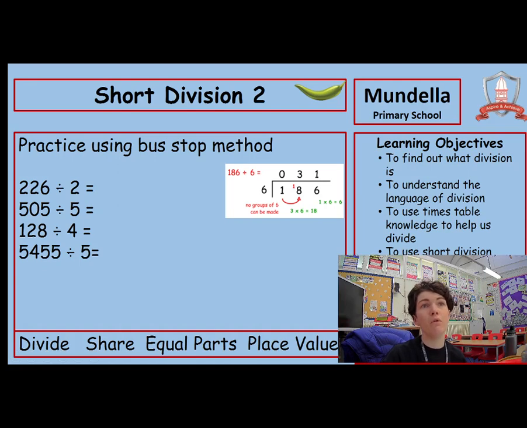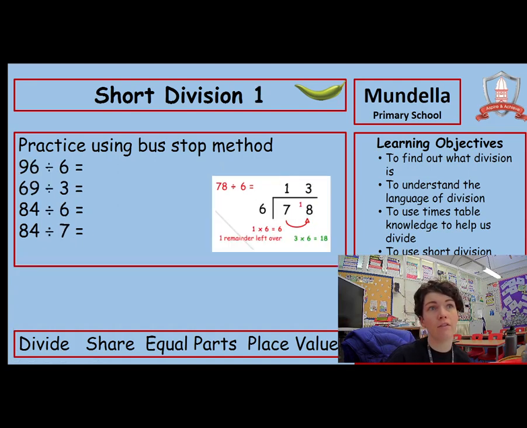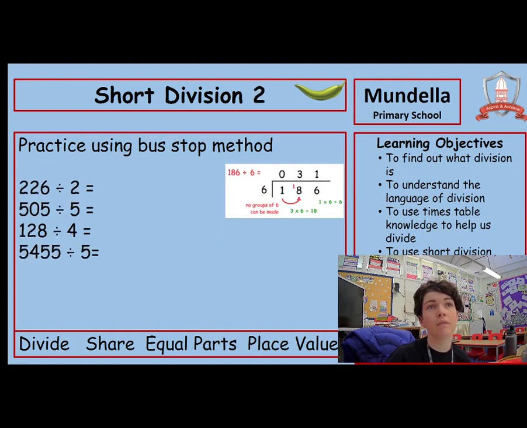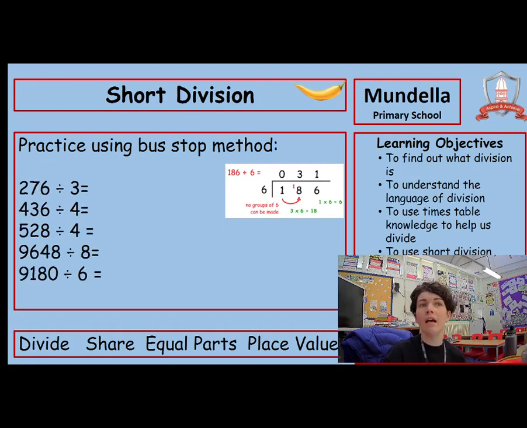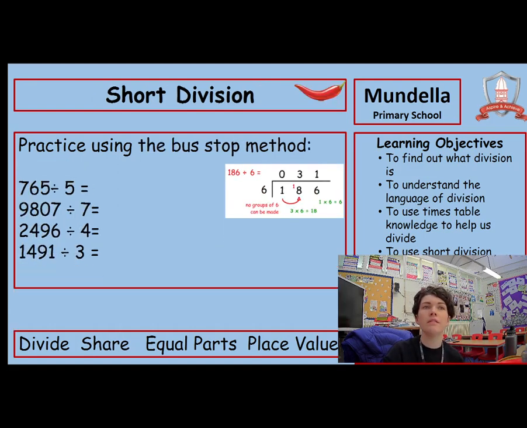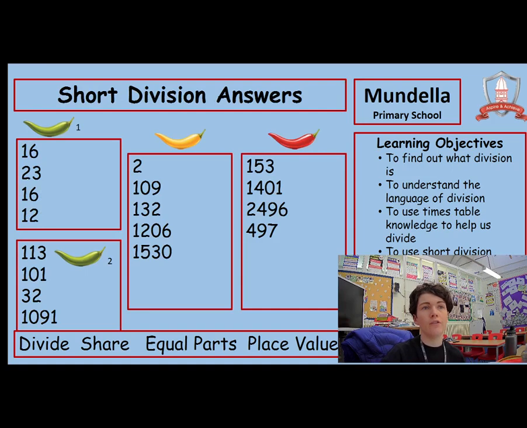If you'd like a little bit more of a challenge, there's another set of questions for you to have a go at. So that's the first one, that's slightly easier. This one's slightly trickier. Yellow chili pepper challenge, there are your questions. And then the red chili pepper challenge, getting slightly harder. So pause the video now and have a super work, year 5, very well done.